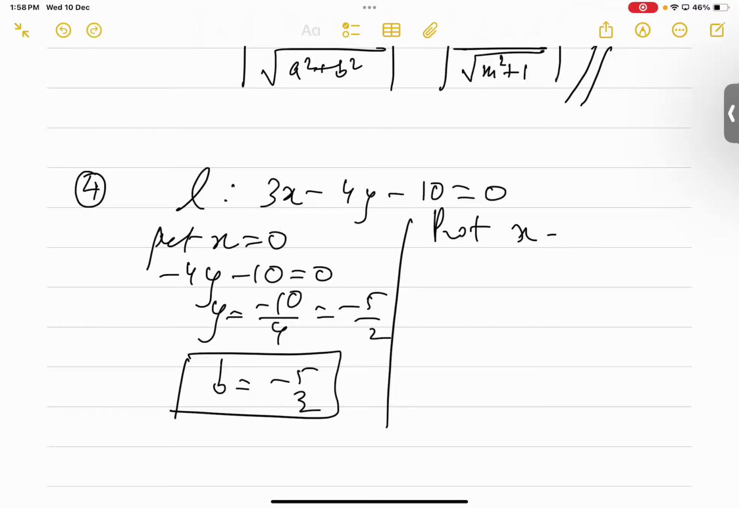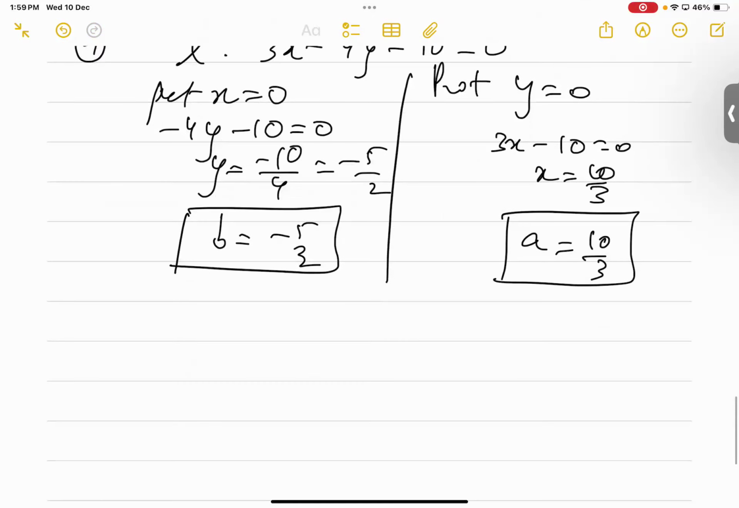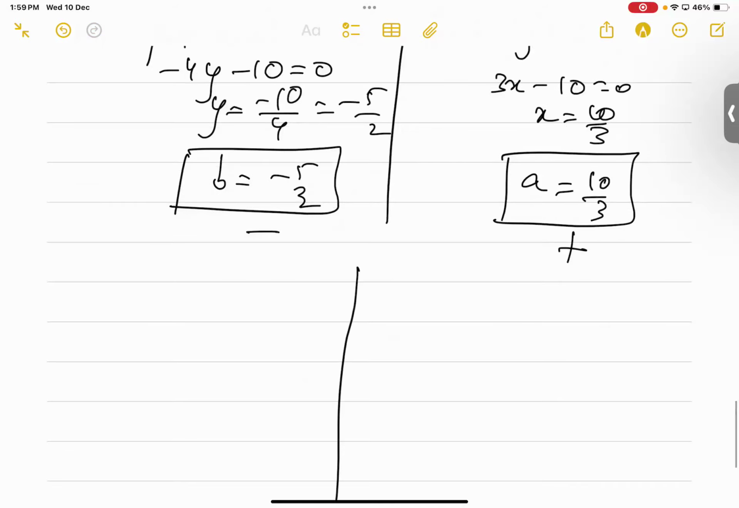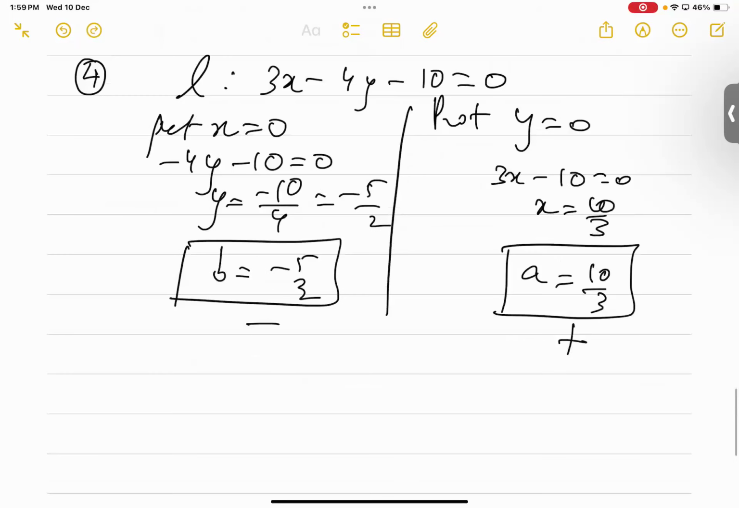put y is equal to 0. Then what? If we put y is equal to 0, so 3x minus 10 is equal to 0, x is equal to 10 upon 3. So a is equal to 10 upon 3. Now the x intercept is positive, y intercept is negative. So let us draw a rough diagram to understand the nature of this particular line.